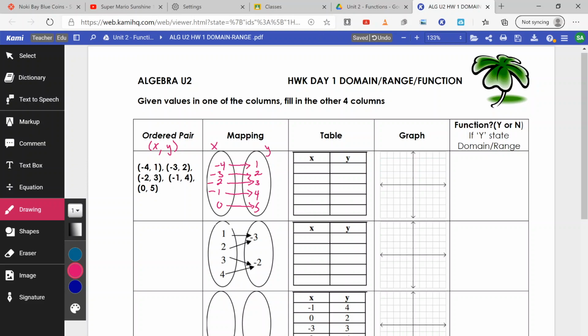In the table, we already have our x values and our y values separated, so we're pretty much just going to copy negative 4, negative 3, negative 2, negative 1, and 0, and then 1, 2, 3, 4, and 5.